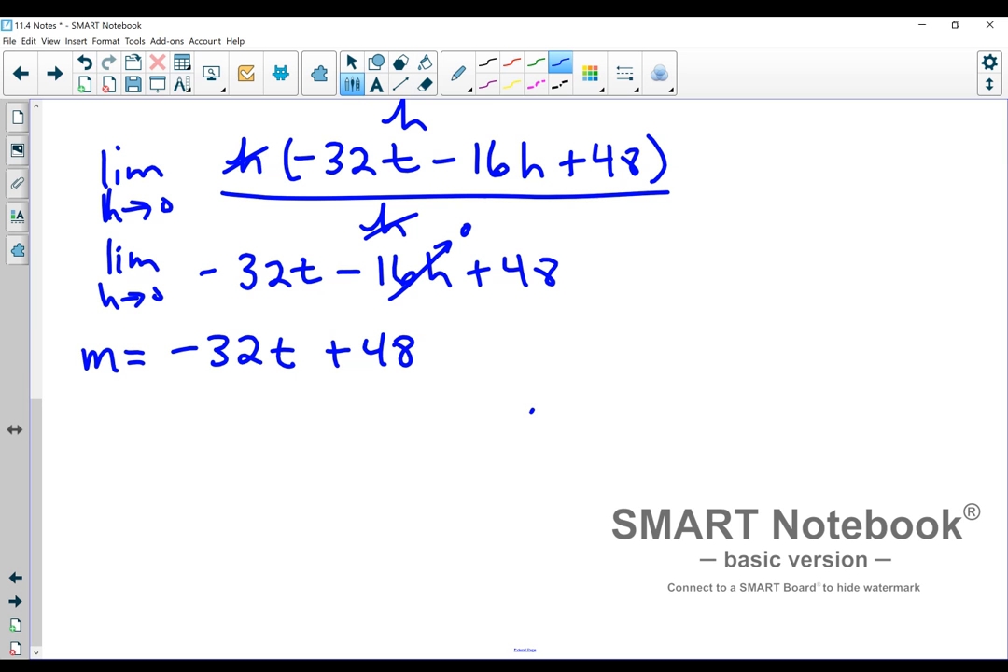So now I want to know at 2 seconds. So at 2 seconds means that t equals 2.